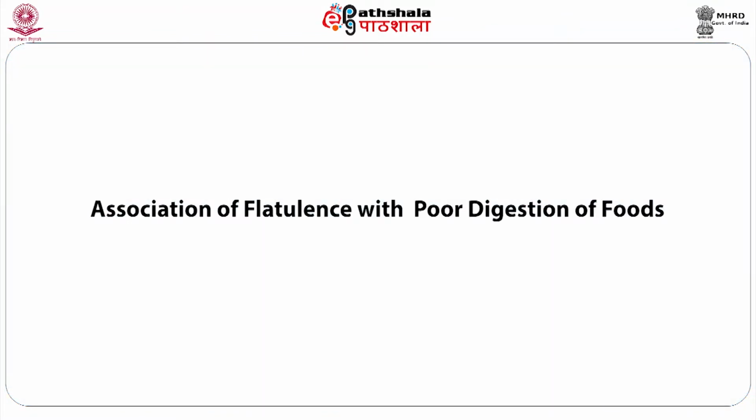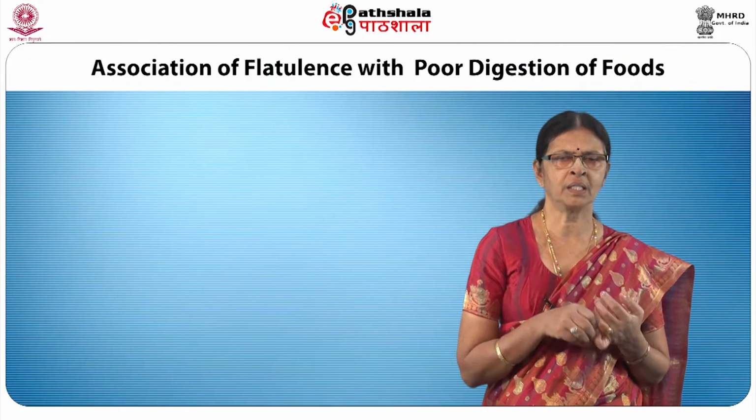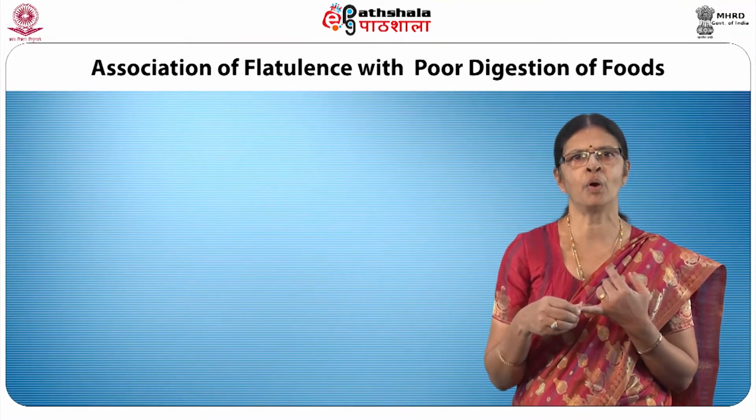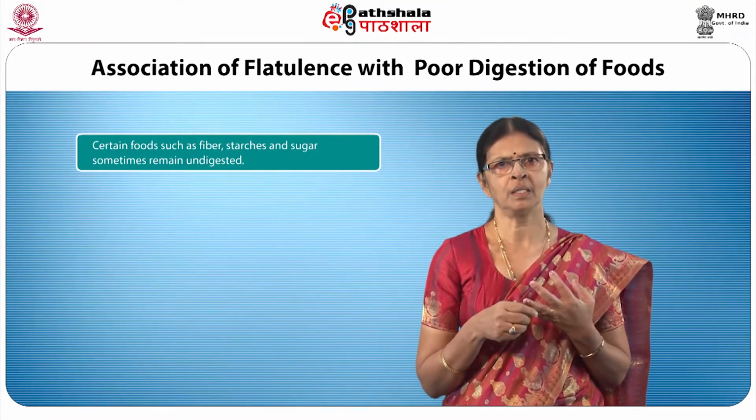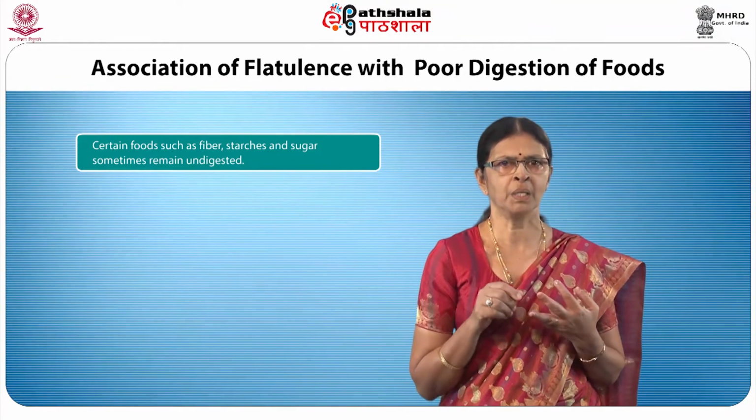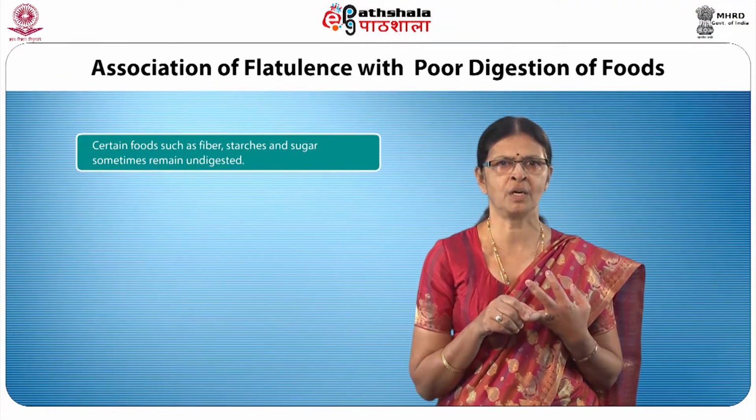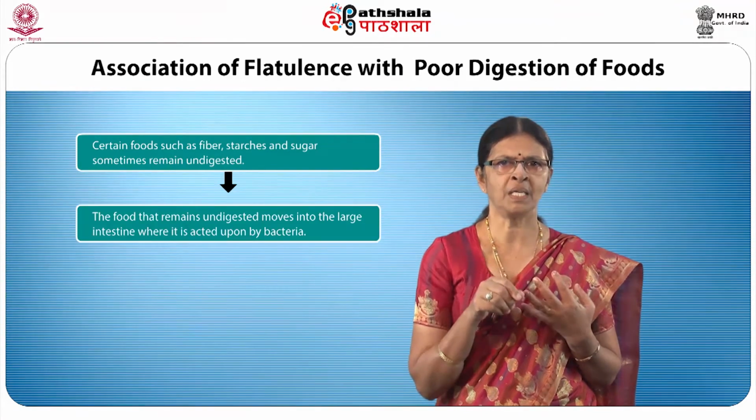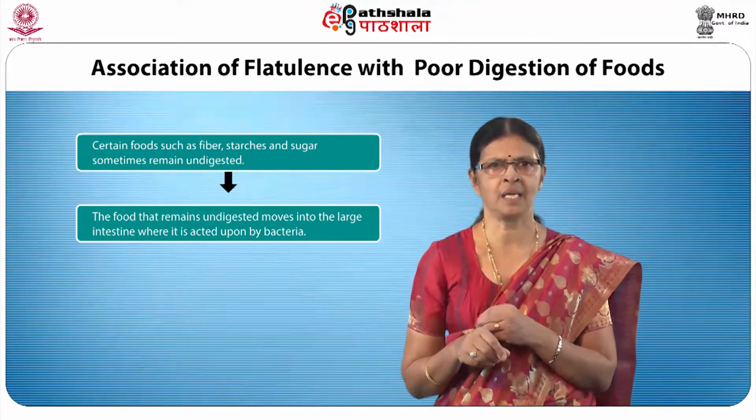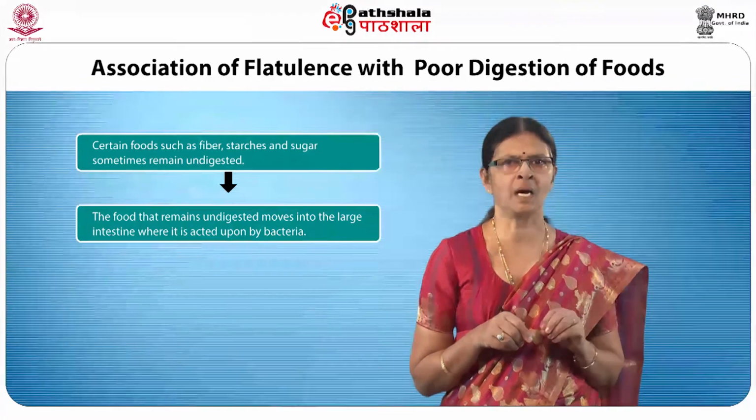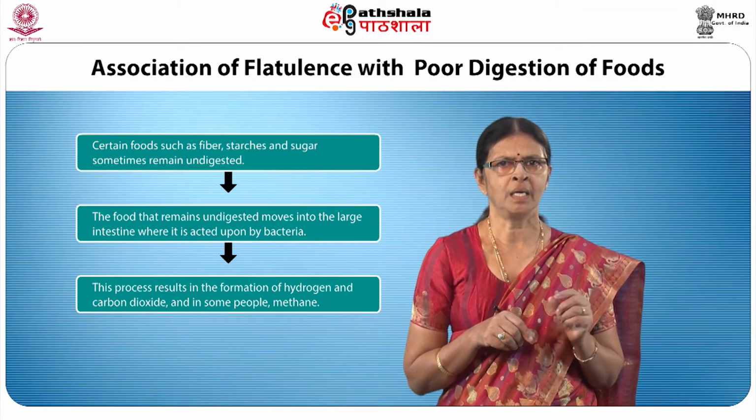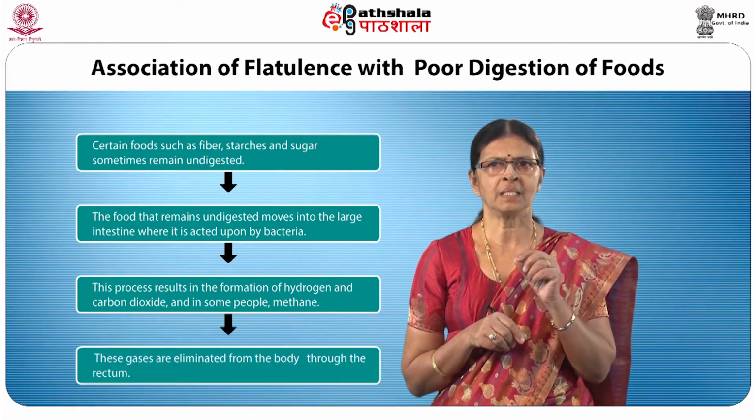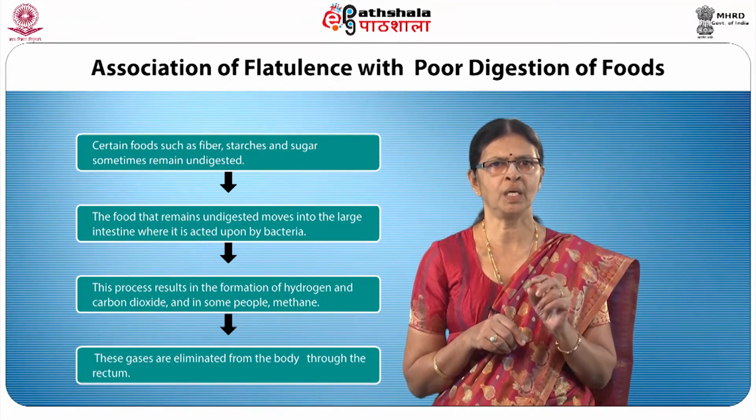Association of flatulence with poor digestion of foods. Gas also occurs when certain foods are not digested by the body. Carbohydrates such as fiber, starches and sugar sometimes remain undigested because the enzymes that are needed for digestion are not present. The food that remains undigested moves into the large intestine where it is acted upon by bacteria. This process results in the formation of hydrogen and carbon dioxide, and in some people methane. These gases are eliminated from the body through the rectum.